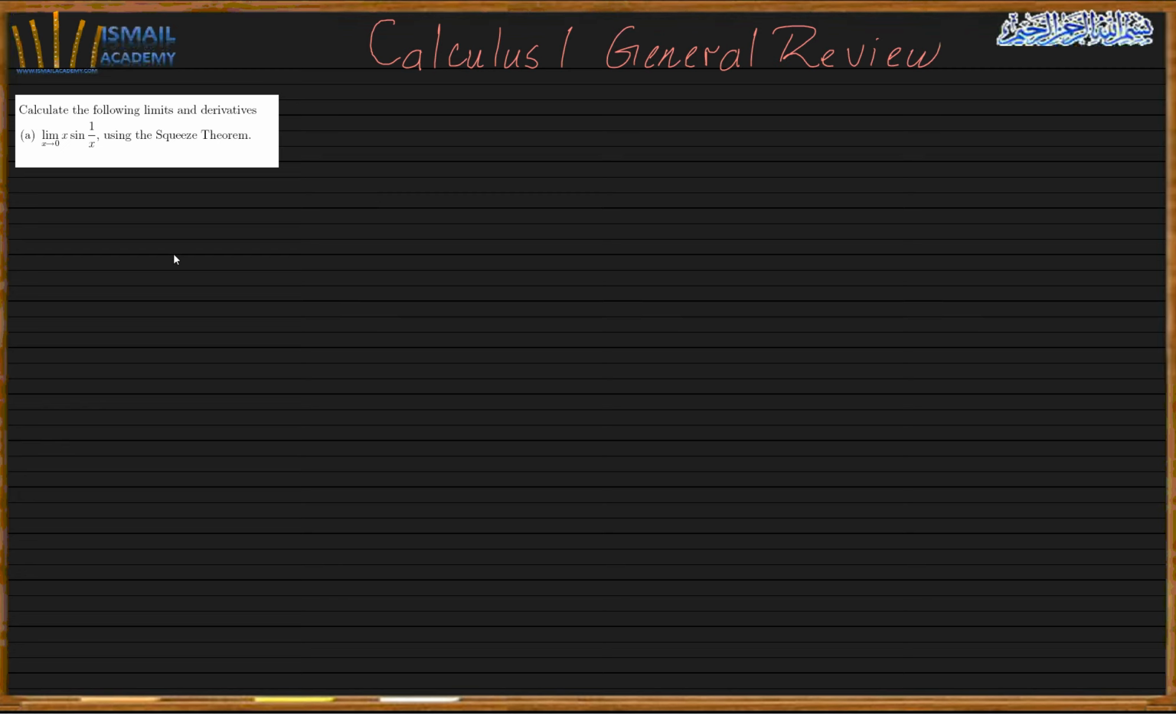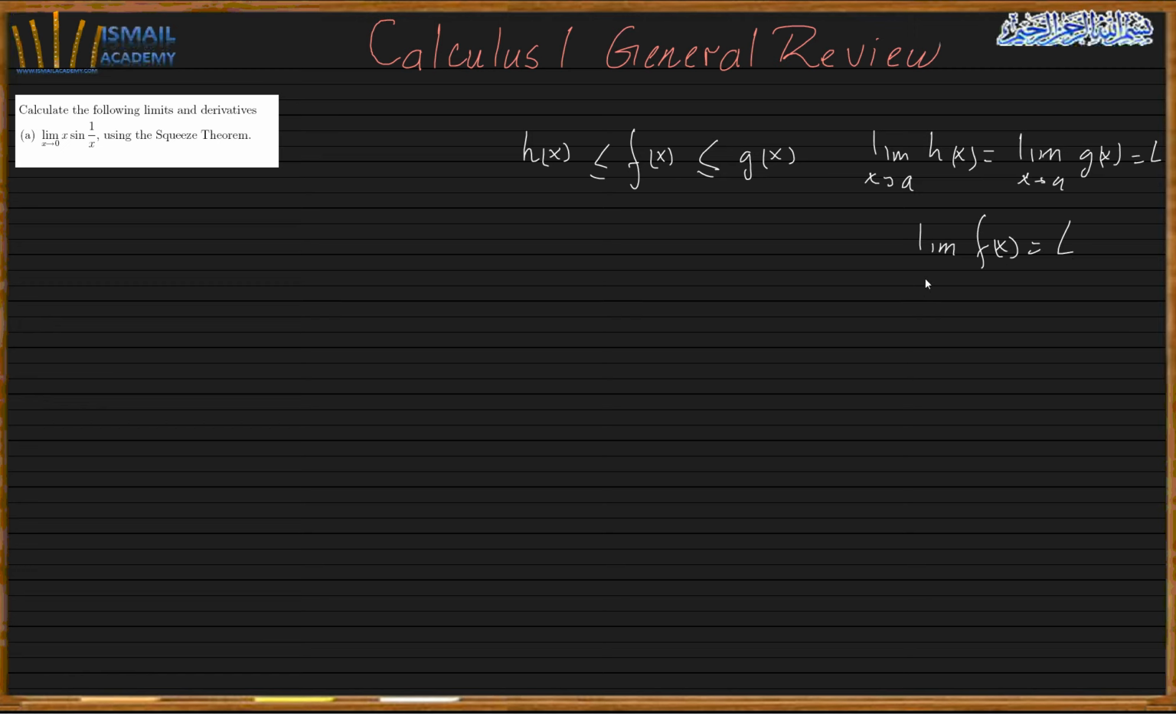So here they ask me to find out the limit of x sine 1 over x using squeeze theorem. So keep in mind that the squeeze theorem states if I have a function bounded by two other functions, and the limit of those two functions are equal, so therefore the limit of the middle one is the same thing as that limit. That means it goes to the same limit. So here how can I use this concept in this function?